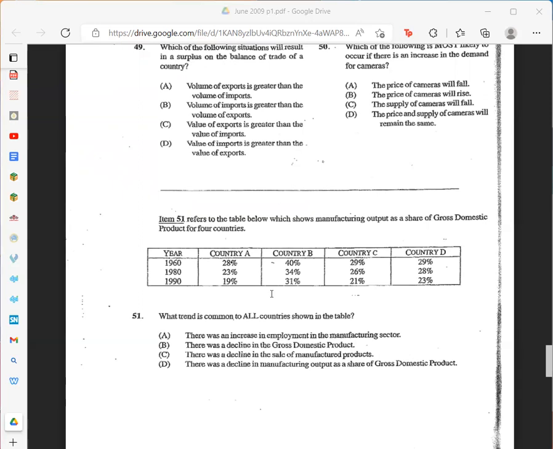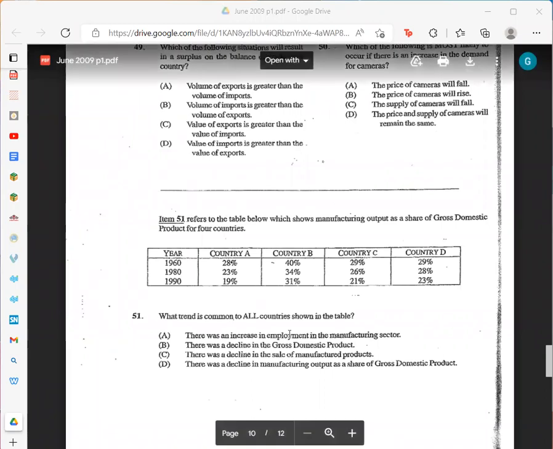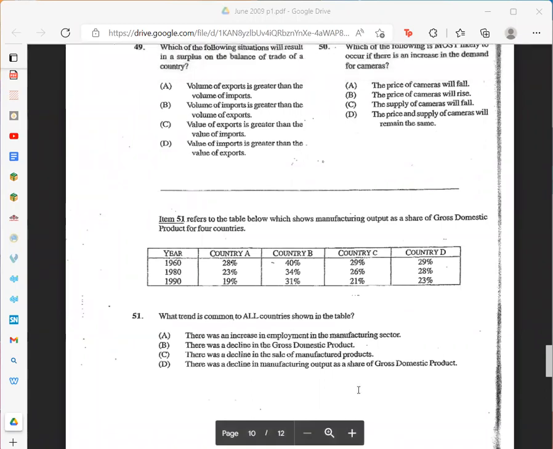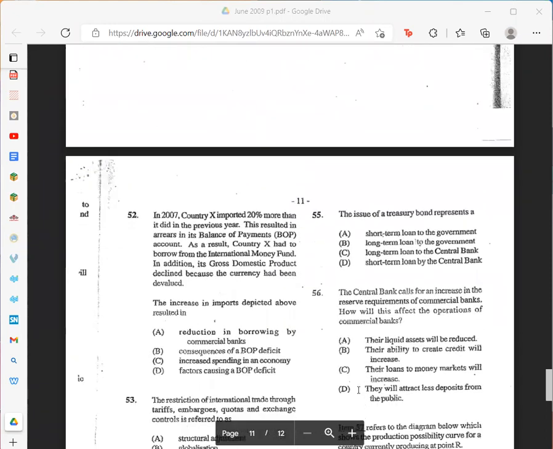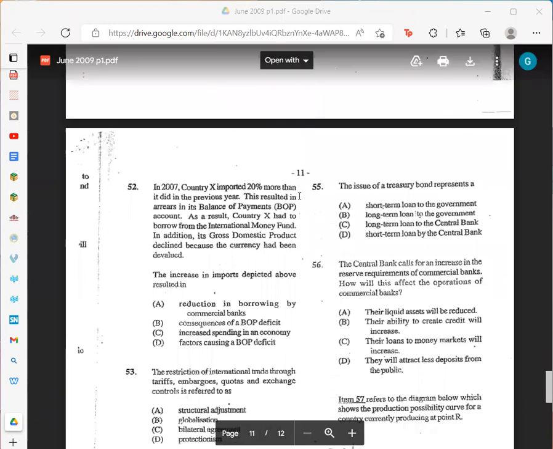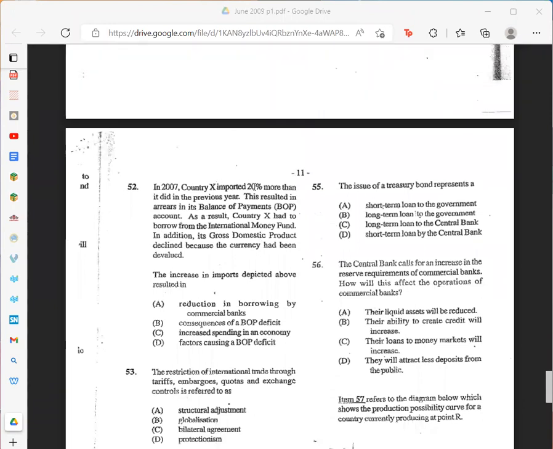C, no. Not a decline in sales, right? Nothing to do with decline in sales. It's talking about GDP, what proportion of it is manufacturing. Maybe some other sector, such as the primary sector or the tertiary sector, has increased, resulting in these changes, right? So GDP didn't reduce, mind you, it is just that manufacturing output takes up a smaller proportion in each of these economies.